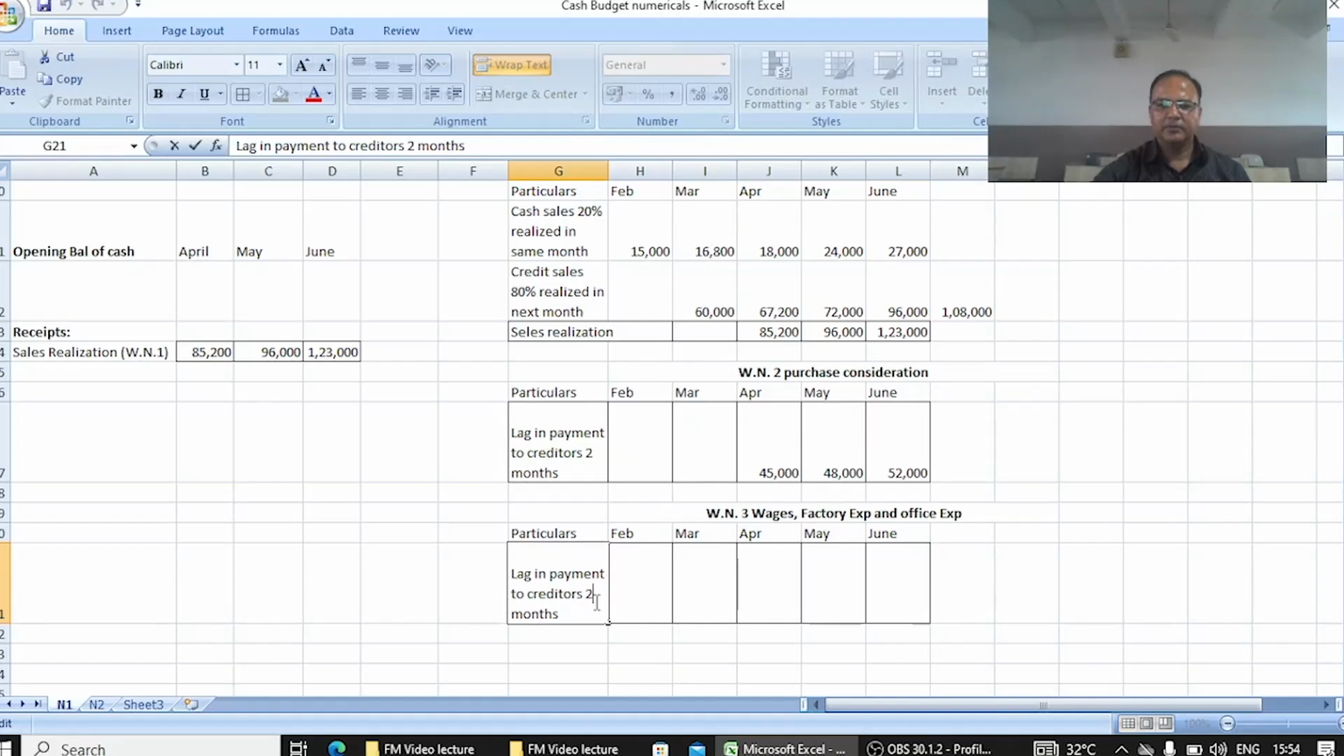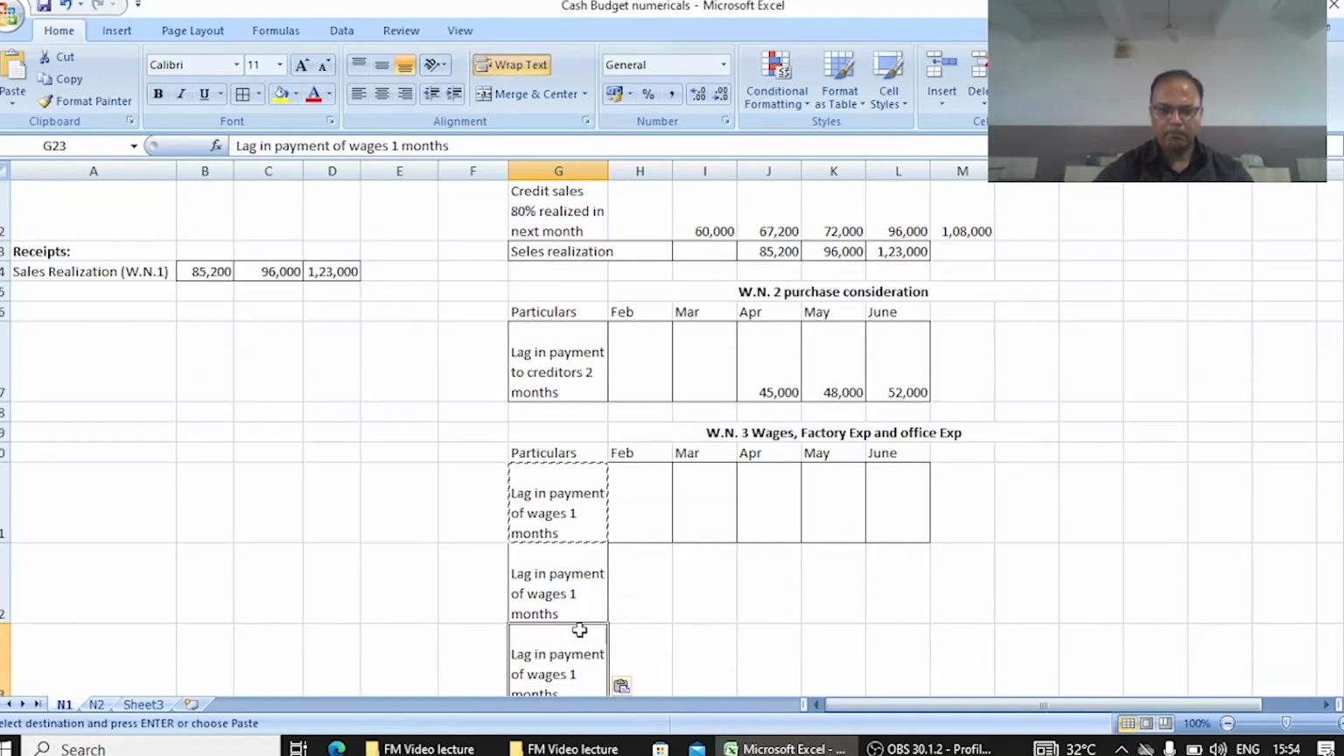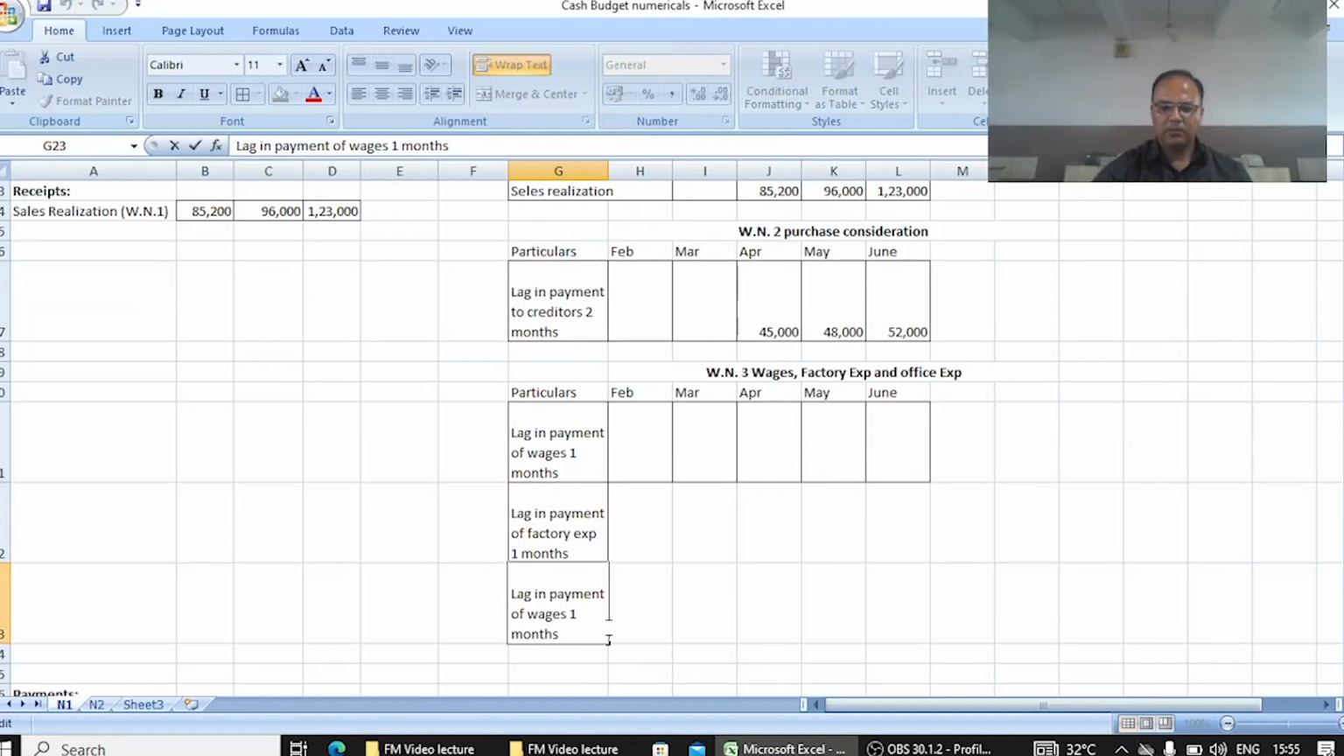Lagging payment of wages, 1 month. Lagging payment of factory expenses, 1 month. Factory expenses, after that office expenses.